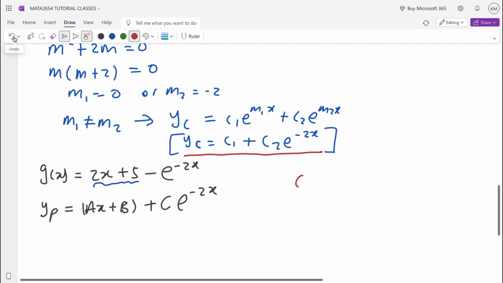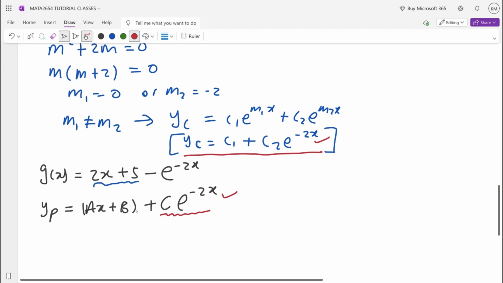That being said, now I want us to examine y_c. y_c has a term c2 e to the minus 2x. And from g of x, we see that our form of a particular solution has to be c e to the minus 2x. So we see that this will indeed be a duplicate solution. This solution is there and it's already part of y_c. So now we have to account for that duplicate. How do we get rid of the duplicate? We are simply going to multiply this by x.